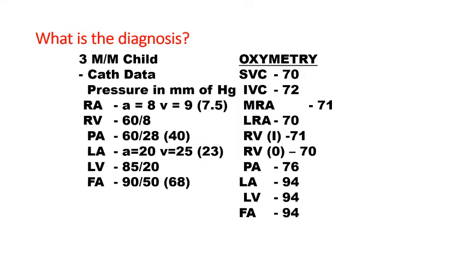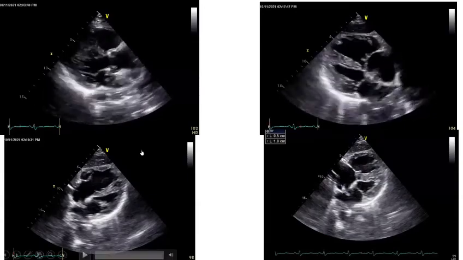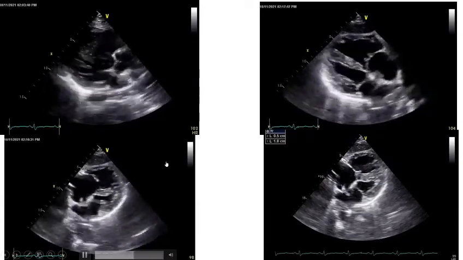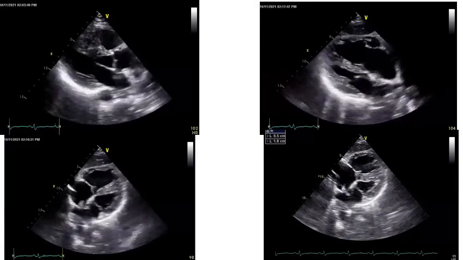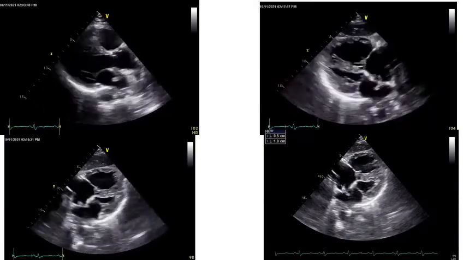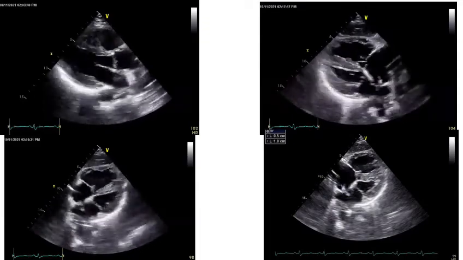We'll skip that. Very interesting echocardiogram. So in the first, we can see a mass in the left atrium.